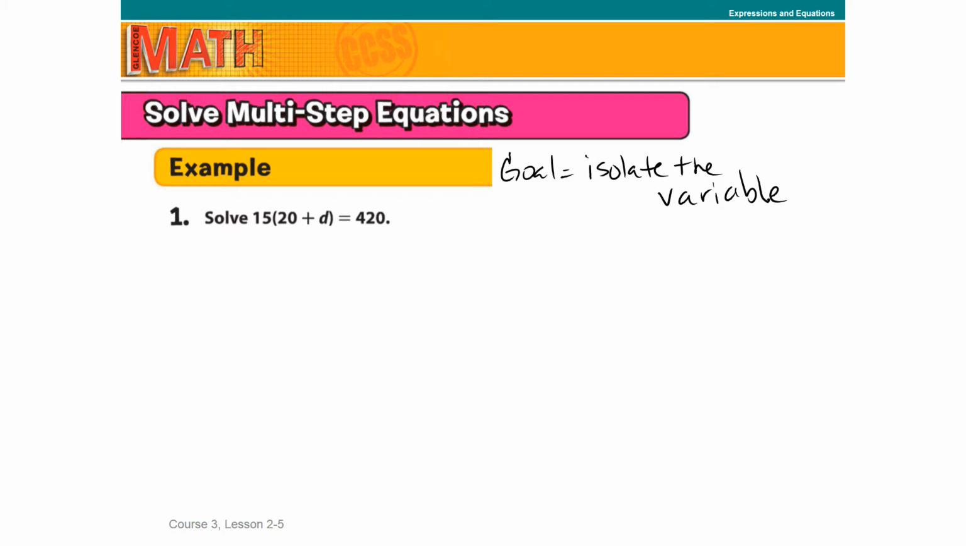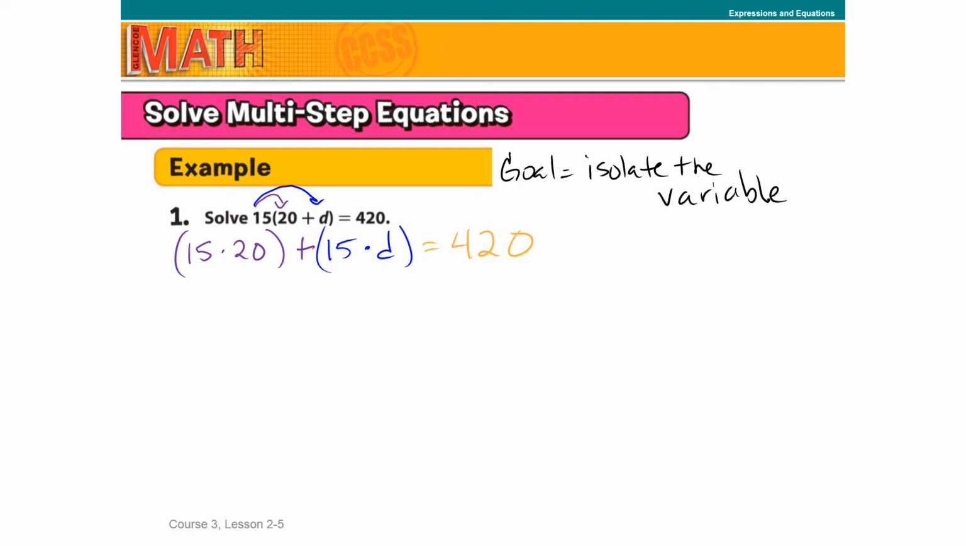So what we're going to do here is take the number that's outside, which in this case is the 15, and we're going to multiply. We're going to use what's called the distributive property. We're going to multiply it times the 20. So I'm going to take 15 times 20, put that in parentheses, plus, and it's plus because of the addition symbol inside the parentheses, 15 times d. And all that together should equal 420.